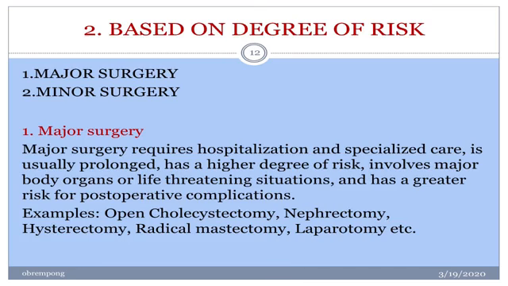So the next classification is based on degree of risk. How risky is the procedure? We classify surgery according to the risk. Certain procedures are not risky, meaning an individual's life is not at stake. But certain procedures are very risky, and an individual's life is at stake. So we classify surgery based on risk in two main ways: we can have a major surgery, and we can have a minor surgery.